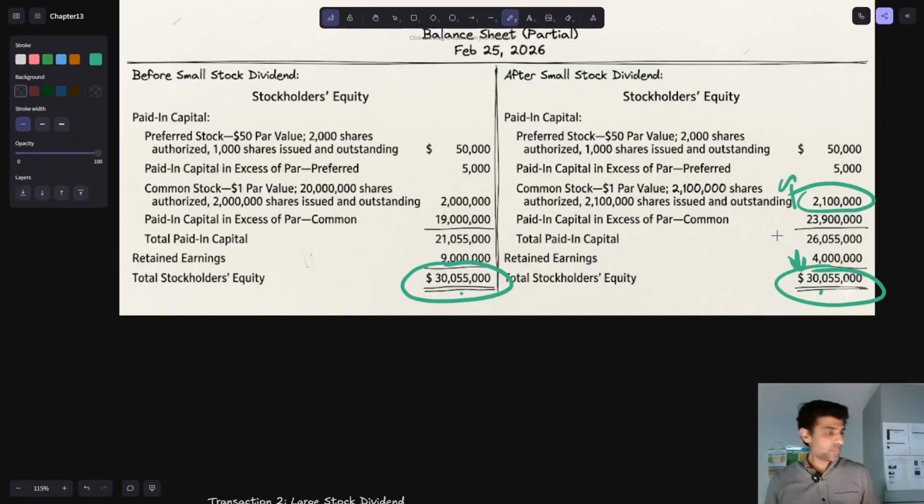In those cases, when a company decides to have no par value, how do they manage it? Yeah, good question.